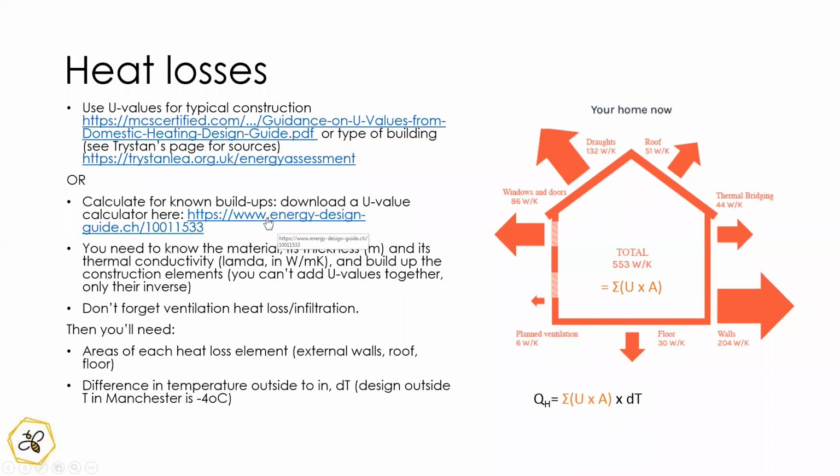Or if you know how your walls are built up, then you can download a U value calculator. It will take a little bit of time to get to grips with that. But if you just follow through with your material types, the thickness and the thermal conductivity of those materials, you build up your construction elements, and then you find the U value based on that whole build up. You can't add U values together. You can only add their inverse, so that's the resistance to heat flow.